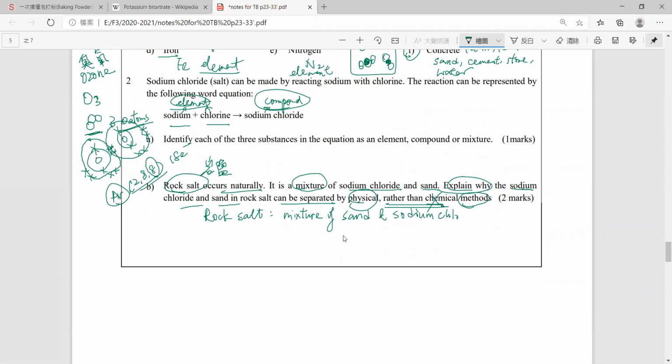Anyone who knows the chemical name for sand? Sand has a chemical formula, SiO2. So what is that? It is silicon dioxide. It's not a mixture, it's a compound. It's another compound. So rock salt is a mixture of 2 compounds. It is a compound. It is also a compound. Now, don't worry. Whenever I write the formula like this, it is a chemical combination of the 2. So we call it compound. Now, how would you use physical method to separate it? How to separate?